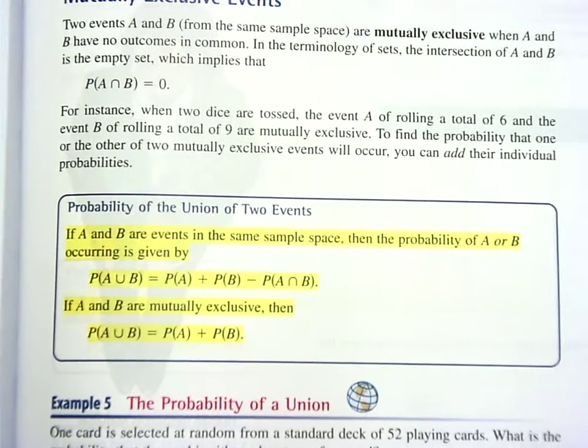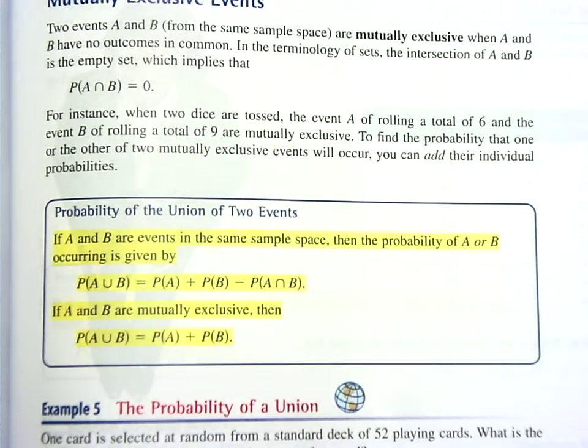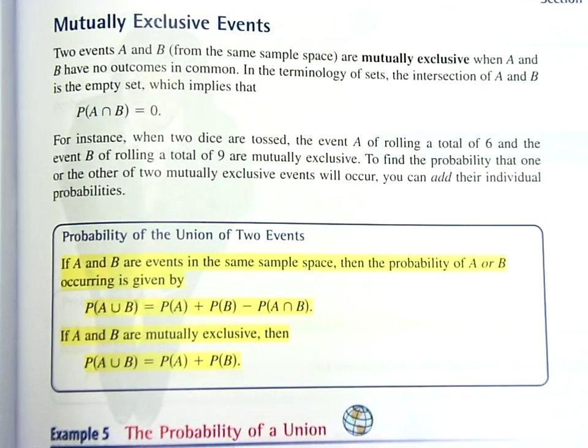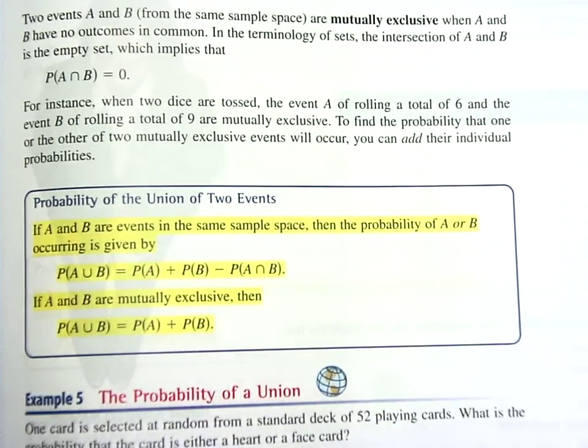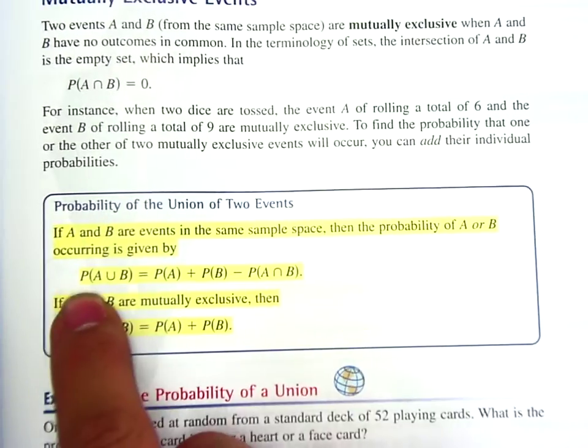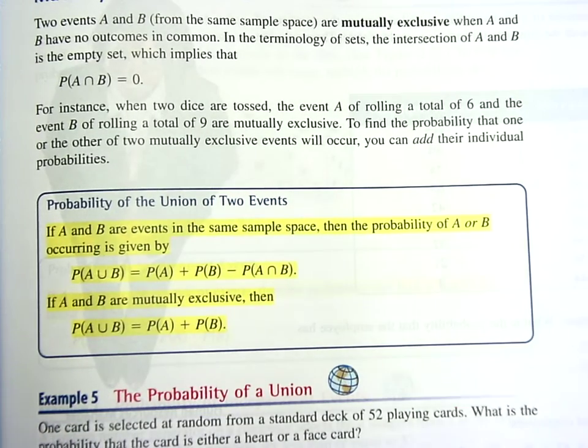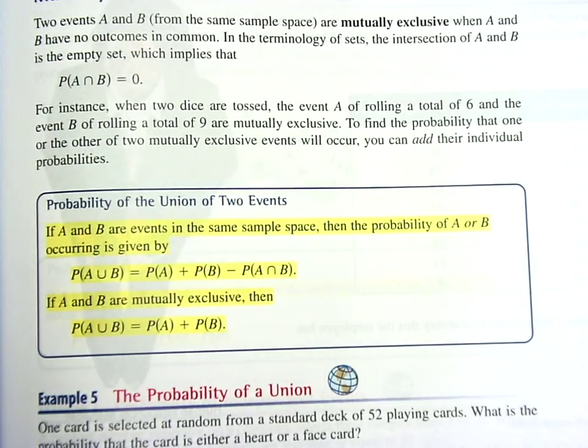So here we're going to be talking about mutually exclusive events. When I'm talking about mutually exclusive, we're saying that the event of one thing doesn't overlap at all with another event. Okay, so it will make more sense with the upcoming example, but go ahead and copy down this box, probability of the union of two events. So if A and B are events in the same sample space, then the probability of A or B occurring is given by this. So P of A union B is equal to the probability of A plus the probability of B minus the probability of A and B happening at the same time.